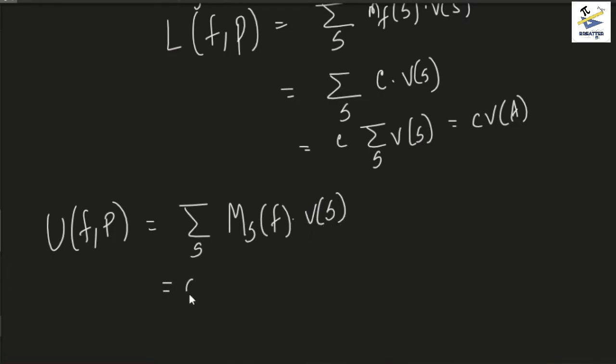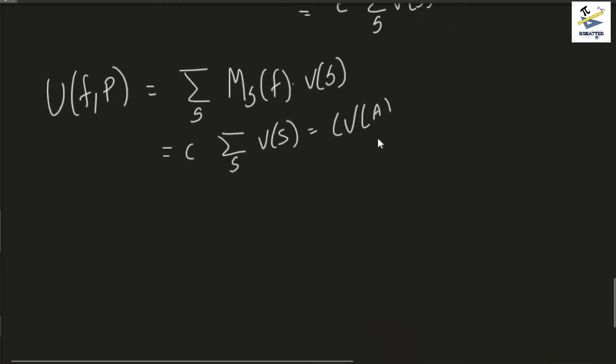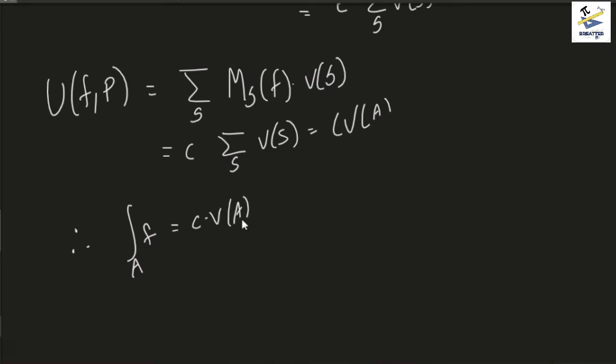since it is also c, it comes out and you get c times V of S summed, which is c times V(A), right? And we can see that the supremum of the lower sum is equal to the infimum of the upper sum, because it is just c times V(A), both of them. Therefore the integral of f over the region A is c times V(A), which is the volume of A.